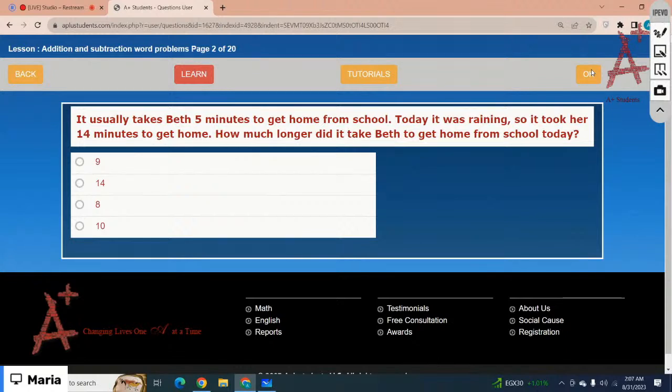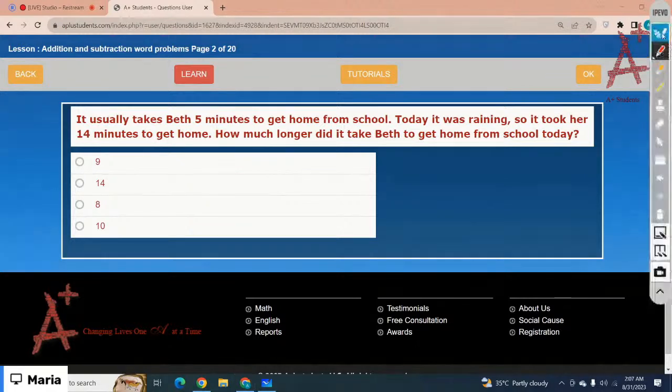So usually it takes just 5 minutes, right? And today it took 14 minutes. You have to see how much longer it took today. That means you have to subtract 5 from 14, right? You have to do 14 take away 5. So how do you subtract 14 take away 5? Start with 5 and count until 14.